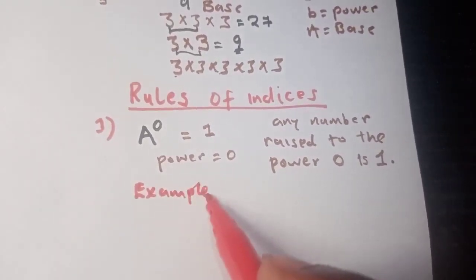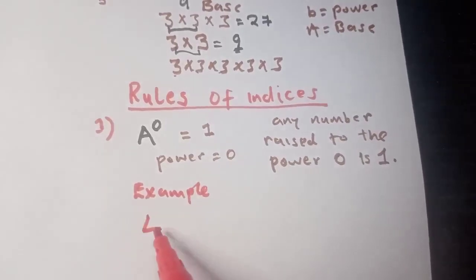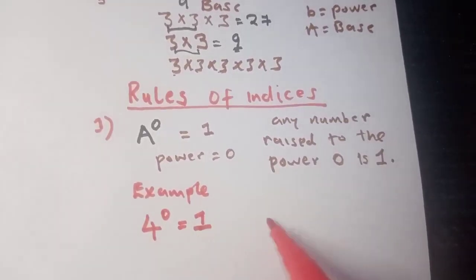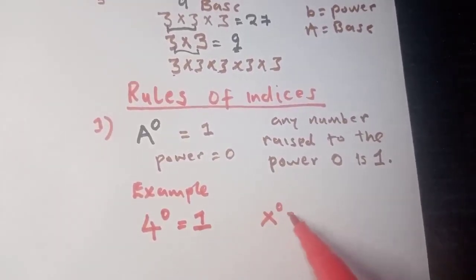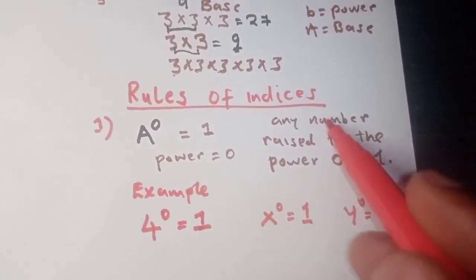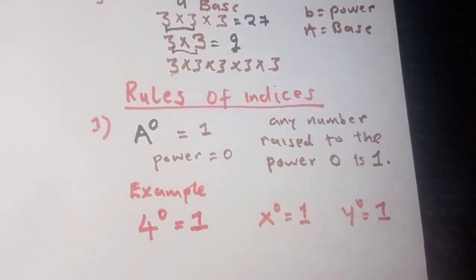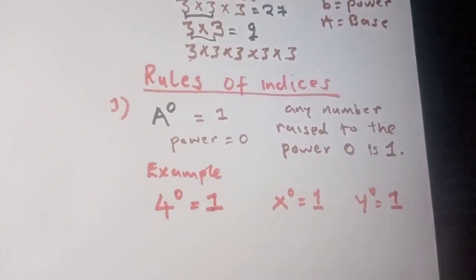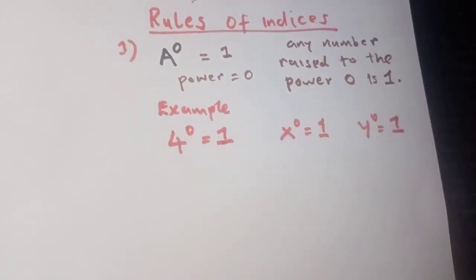For example, 4 to the power 0 is automatically 1, or x to the power 0 is automatically 1, or y to the power 0 is automatically 1, according to the rule. Then the second rule, which is rule number 2.